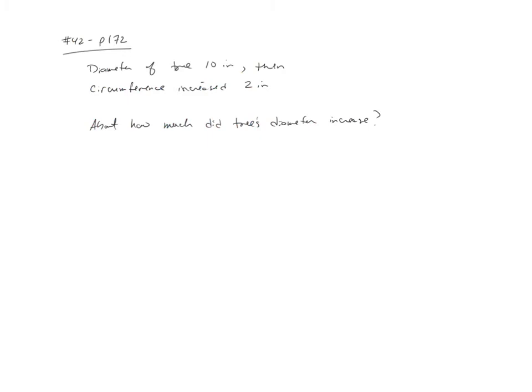All right, so this problem is number 42 on page 172, excuse me. And I've got the essence of the problem up on the screen. You're given a diameter of a tree at 10 inches, then over the next year the circumference increased 2 inches. And then how much did the tree's diameter increase overall?